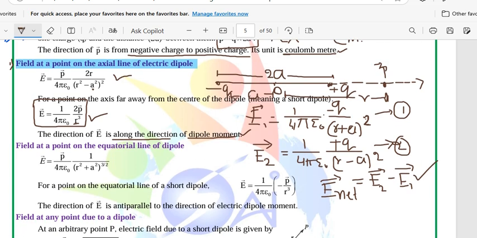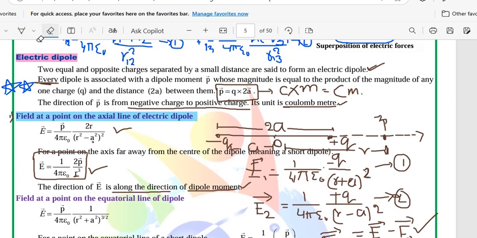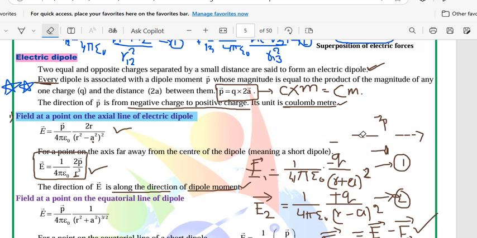So I hope this concept is clear to you. It's very easy. You can apply it for the axial line. First thing is the axial line, where we have considered the electric dipole. In the same way, just a second.